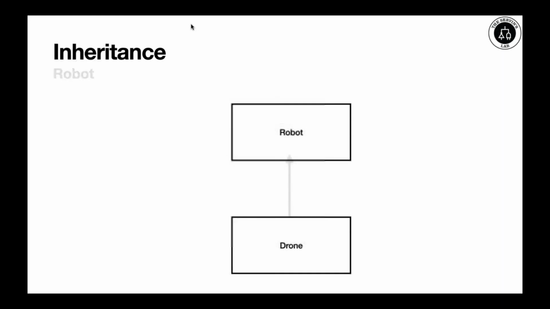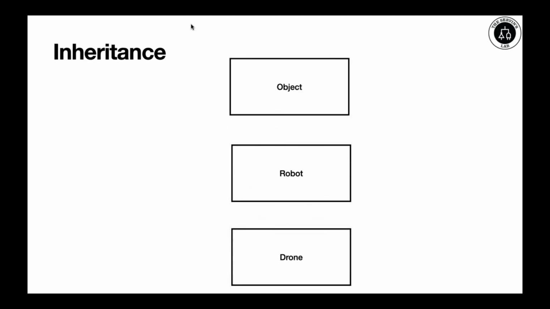It means that drone will now take place in this hierarchy in Java that we already know. In other words, drone will inherit all the attributes from robot, but robot will inherit all the attributes from our class Object. Now we have this hierarchy that we have established by using extends.